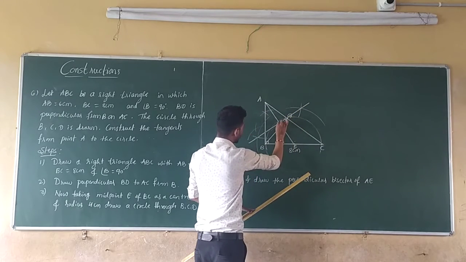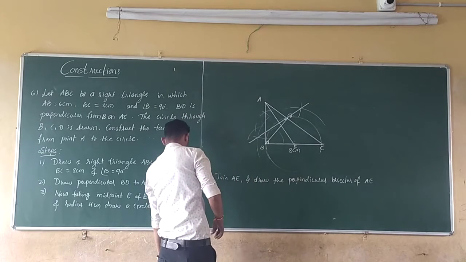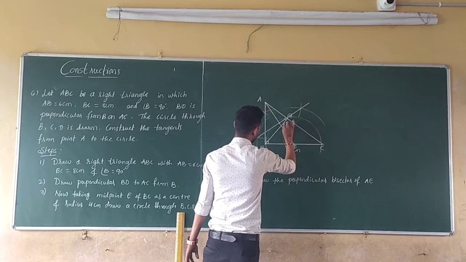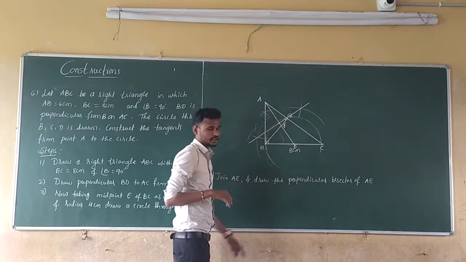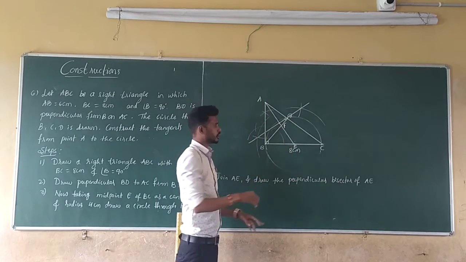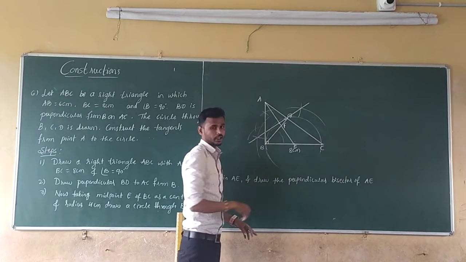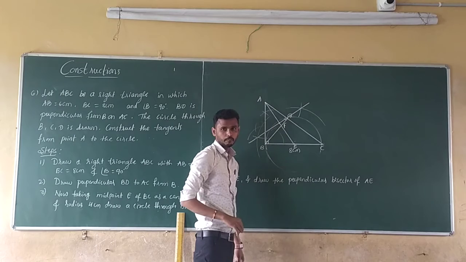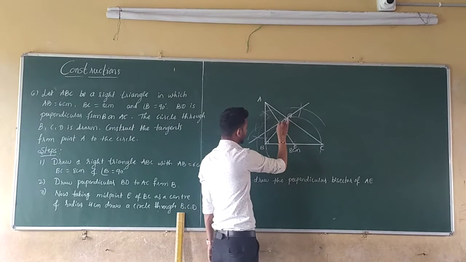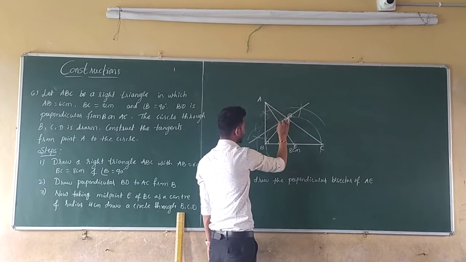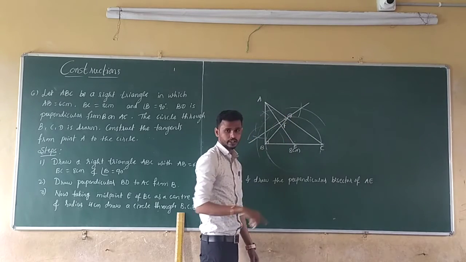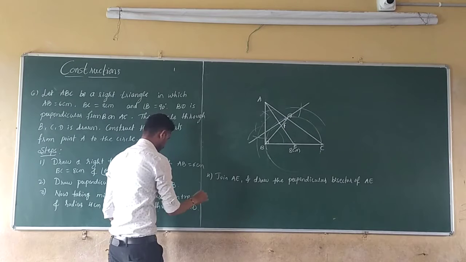And take this point as F. This is the point of intersection of line AE and the perpendicular bisector. So take this point as F. Now, as usual, by taking F as a center and AF as a radius, draw another circle to intersect the given circle.